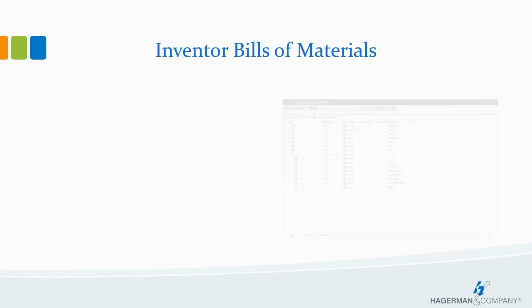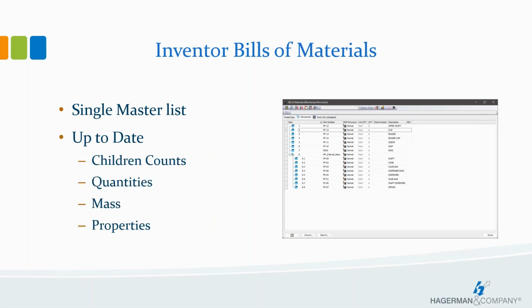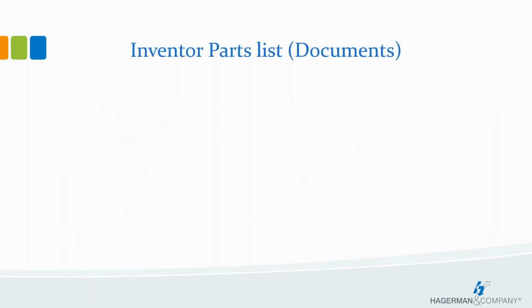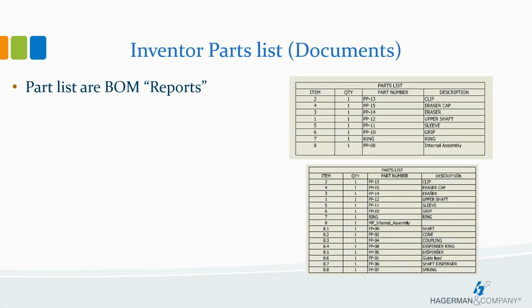When we get to working with bills of materials, always remember that the bill of materials is live data that is being pulled from the assembly. It will always have the children counts, the quantity, the weight, the mass. Properties can be edited, changed, and tweaked within the bill of material. But if we try to change those values in a parts list, we're actually initiating an override, which doesn't necessarily change what's back at the parts or the components themselves.